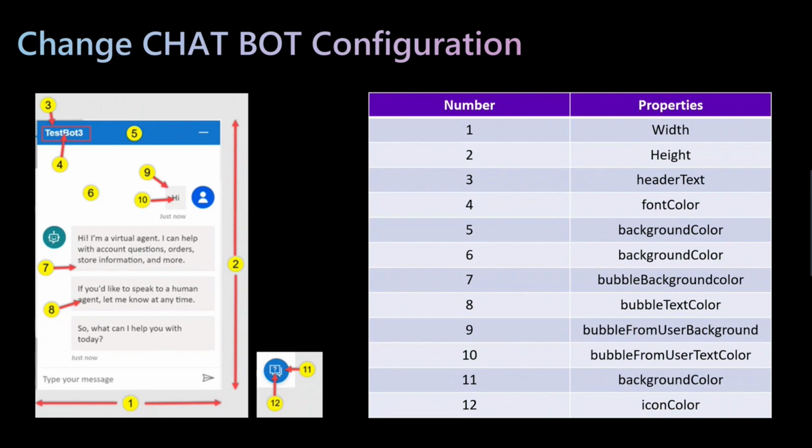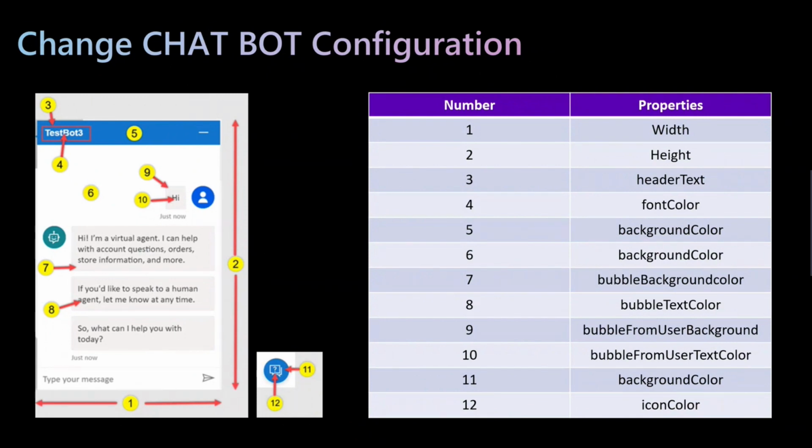Number one is the width. If you have the requirement to change the chatbot control width, then you can do it. You can adjust the height as well. And if you want to change the header text, that is point number three, the text that is currently written, but if you want to change it as per your company branding, you can change the name or the header text as well. You can change the font color of your header text as part of number four. Number five is your header color, so you can change the background color of the header of your chatbot as well.